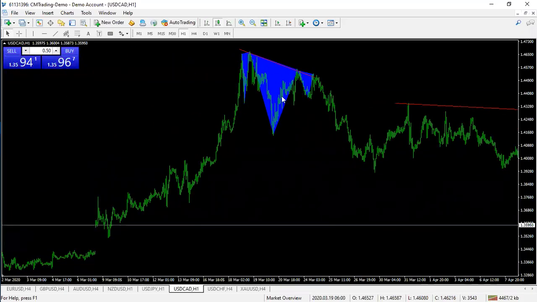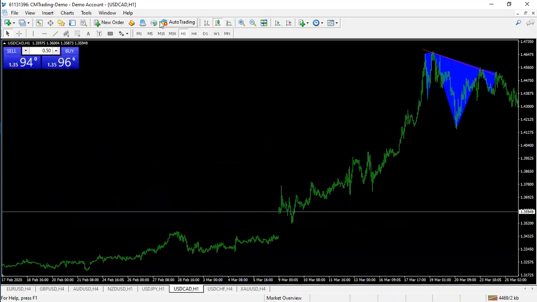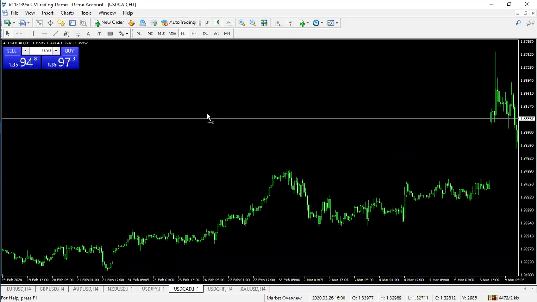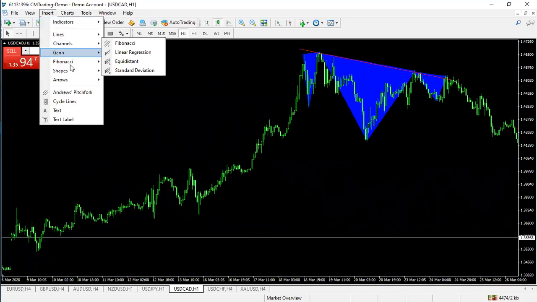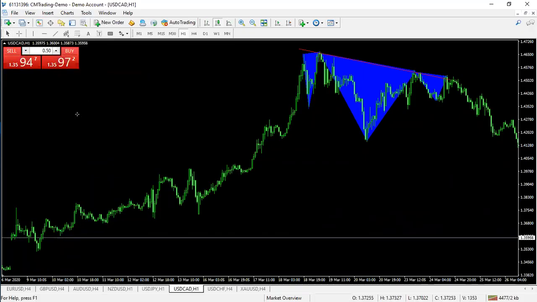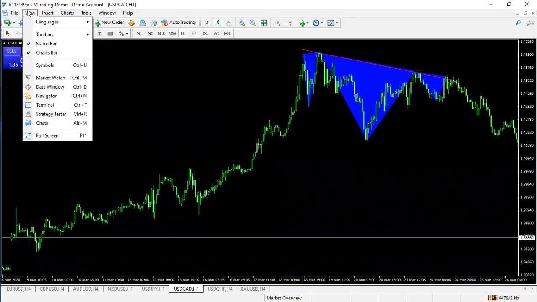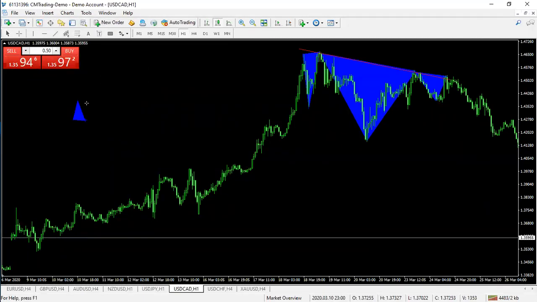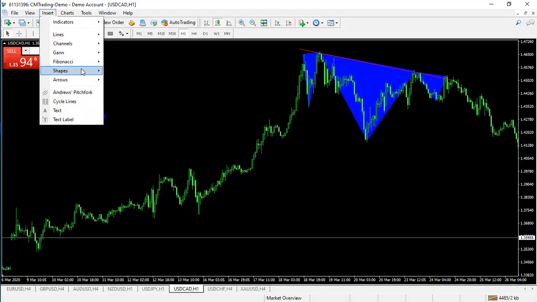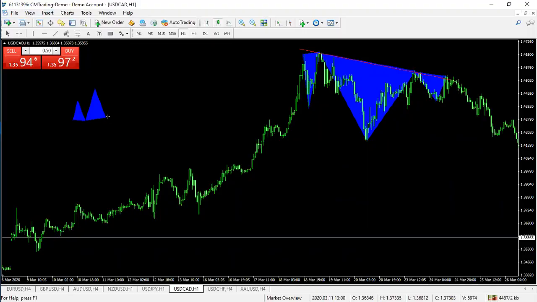It's not just the head and shoulders we were focusing on, but you can see how to draw them. If it's an upright head and shoulders, same case: insert, shapes, triangle, 1, 2, 3. Point 1, insert, shapes, triangle, 1, 2, 3. Then we have the neckline.